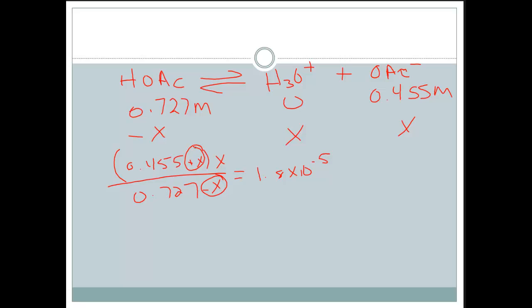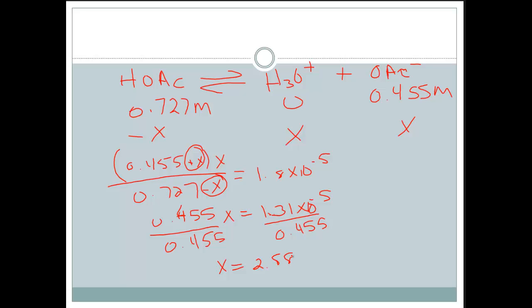So I'm going to cross multiply, and that gives me 0.455 x is equal to 1.31 times 10 to the negative 5. Divide both sides by 0.455. And that comes out to be 2.88 times 10 to the negative 5.